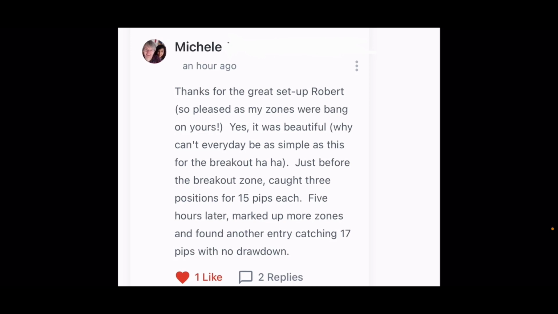And here we have Michelle also. They got themselves about 15 pips on 3 positions. That's 45 pips. That's pretty cool. And got themselves another 17 later on in the morning. Pretty exciting.